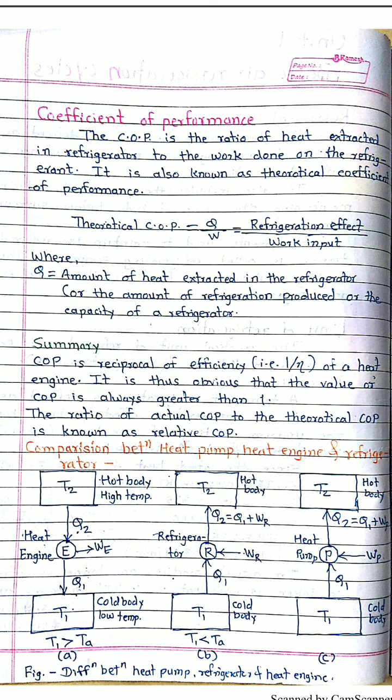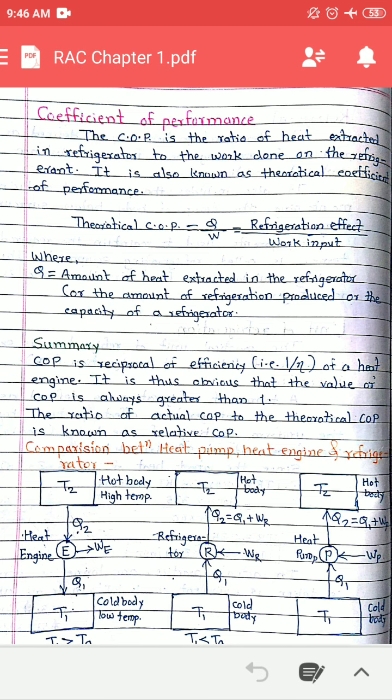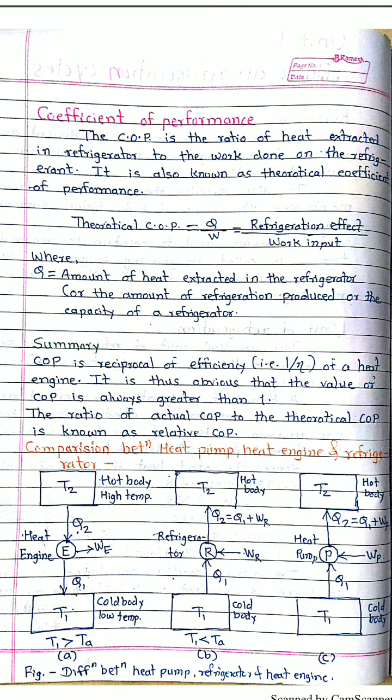The refrigeration effect is also called the cooling effect. In some cases you will provide heat, in some cases you will provide electricity, so whatever input you provide is considered as the work input. So theoretical COP is equal to Q upon W, where Q is the heat extracted in the refrigerator or the refrigeration effect, and W is the work input or work supplied.